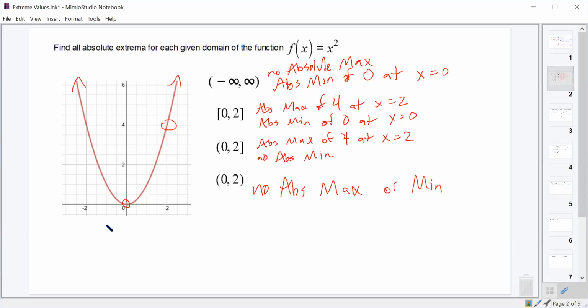Good. Cool. All right, so only one of those gave us an absolute max and an absolute min. Only the one that was closed on both sides. Can you think of any function that has a closed interval on both sides and that is continuous for that entire closed interval that wouldn't have an absolute max or an absolute min? So a continuous function on a closed interval that doesn't have an absolute max or min.